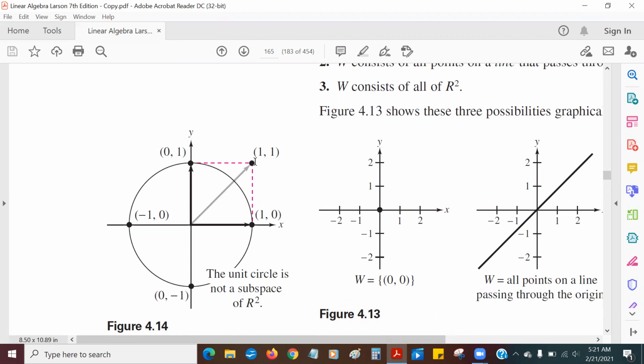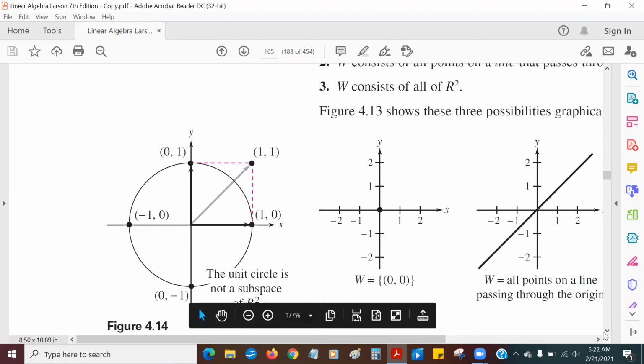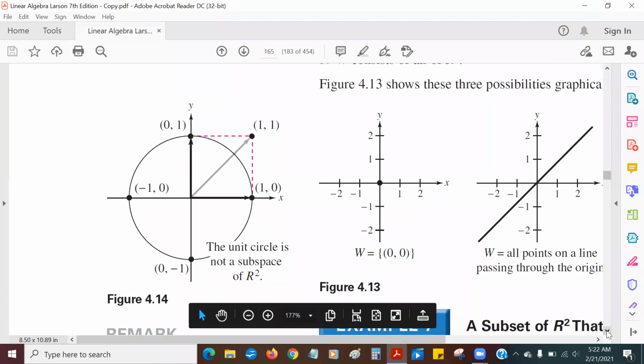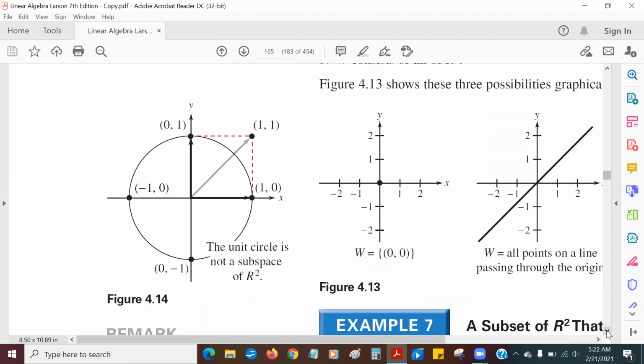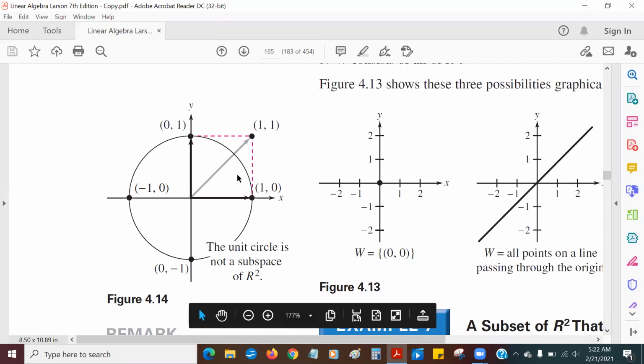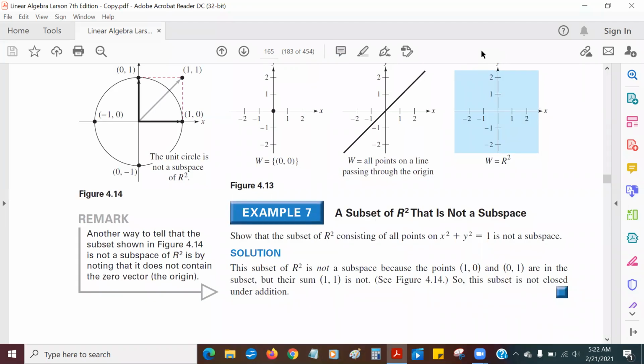By the way, this is the unit circle, just the circle itself. What if I had the circle but all filled in? Meaning this, of course, is all the points where x squared plus y squared equals 1. What if I had x squared plus y squared less than or equal to 1? Well, I'm going to have the same problem, because if I add this point plus that point, I'm still going to get a point that's outside the circle. So this is an example of something which is not a subspace of R2. It's not a vector space in its own right, therefore it's not a subspace of R2.